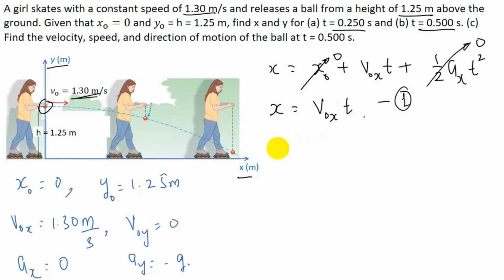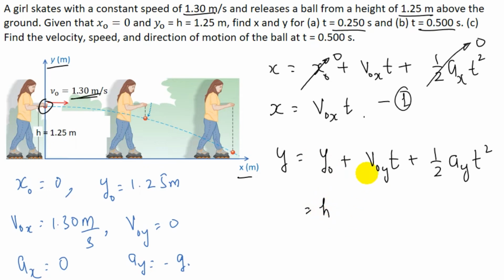Next, in the y direction we have y equals y naught plus v naught y times t plus 1 over 2 times ay times t square. Now y naught is h here, and v naught y is 0 because there is no velocity for the ball in the vertical direction. And ay we have minus g, so this would be minus 1 over 2 times g times t square. So this is y, and this is our second equation.